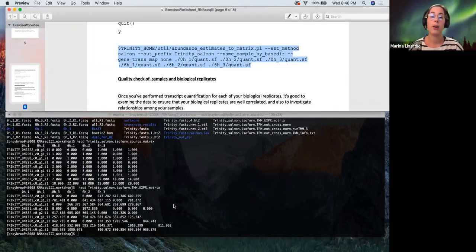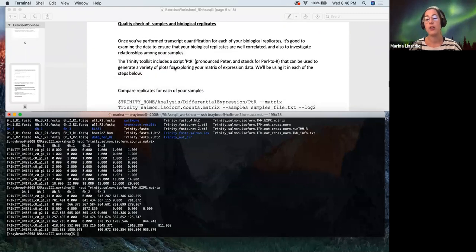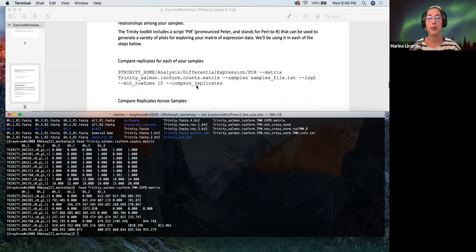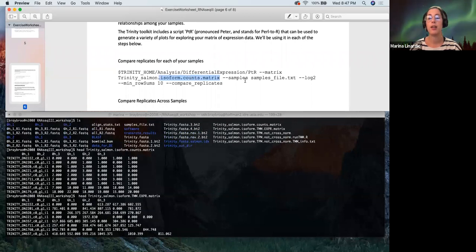Okay, so now what we can do is check our biological replicates and our samples. There is a script inside Trinity that we can use. What we need is our counts matrix, this one right here, and we need our samples file. This is just going to tell it to do it on a log2 scale with some specifications for the actual heat map, and this means compare replicates.